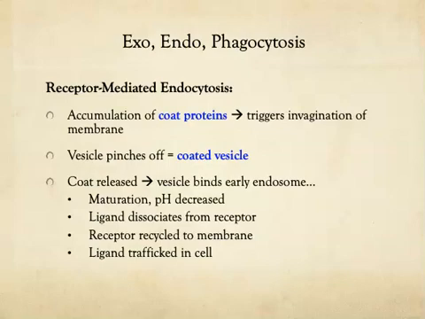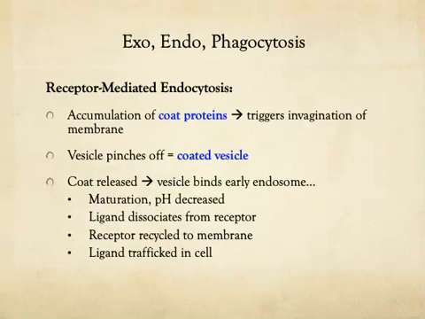Now, while that vesicle has these coat proteins on top of it, not much happens. But eventually the coat will be released. And at that point, it's just any other new transport vesicle. It's going to bind to an early endosome. It's going to mature into a late endosome. The pH is going to drop and drop and drop.